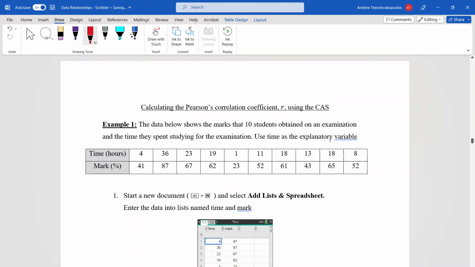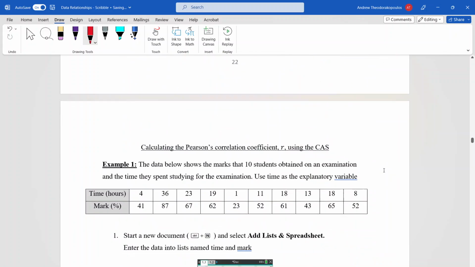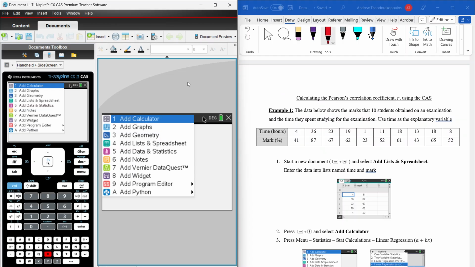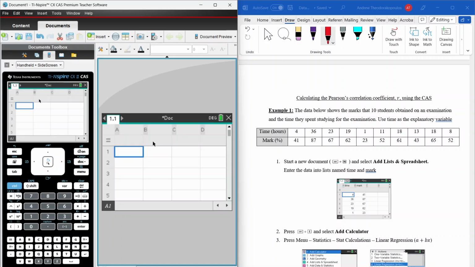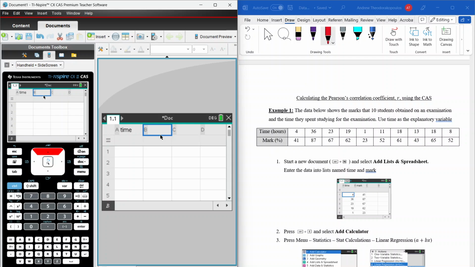So how did we actually get these R values? What we can do is create a scatter plot like this and then get the R value, so then we can get the descriptive word for it. Okay, so open up your calculators. Go into list and spreadsheets, and here we have the data for marks of 10 students and the time they spent studying for the exam. So use time as the explanatory variable. We want to analyze whether time spent studying explains marks as the response variable. So let's write in time in here, mark in here, and let's put in our numbers.